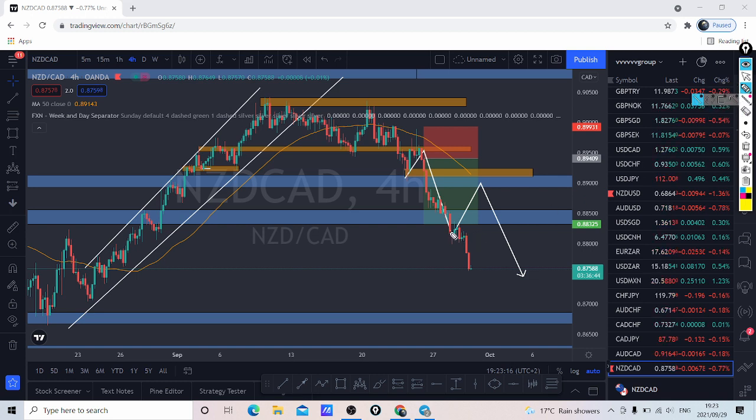But here I was expecting a pullback, getting back to this zone here, and then looking for another sell. But the market is dropping dramatically. It's dropping. There's no pullback. So those were the trades that I took.